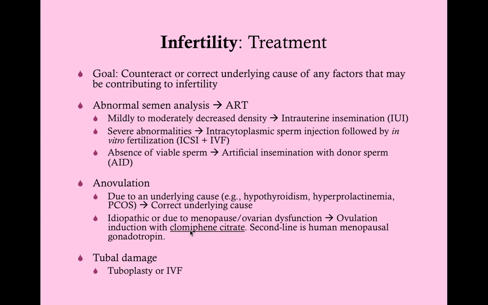There are other drugs aside from clomiphene, but this is the cornerstone medication. This will be the one that comes up on the test. Letrozole is, I think, another one that you see. If there's tubal damage, as already mentioned, you can do tuboplasty, or you can do in vitro fertilization. It's going to be hard to get pregnant the natural way if you have tubal damage that can't be reversed. If it's just tubal damage, her uterus should be normal, so you can do in vitro fertilization that way.